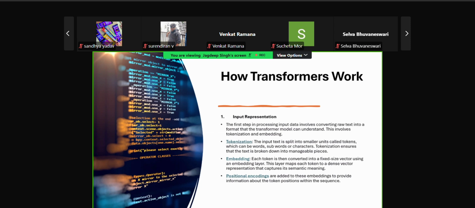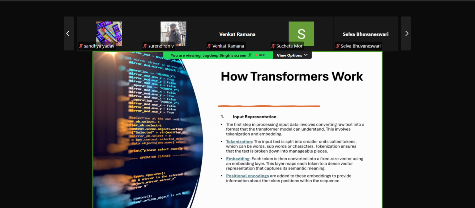Tokenization is the first step because it is the processing of the input data, which involves converting the raw text into formats that the transformer model can understand. Specifically in tokenization, the input text is split into smaller units, and these units are called tokens, which can be a word, a subword, or a character, because these are the subunits.